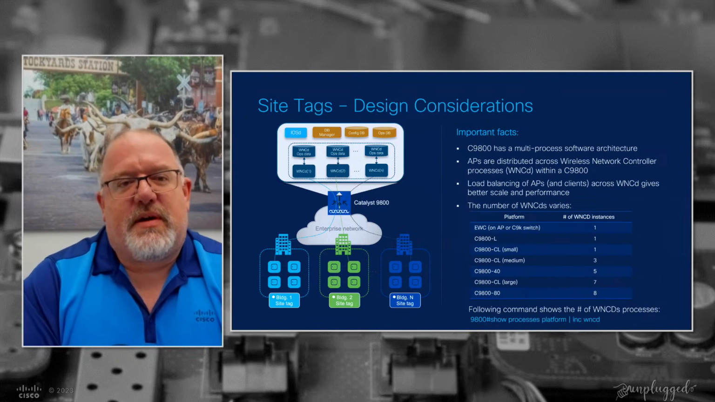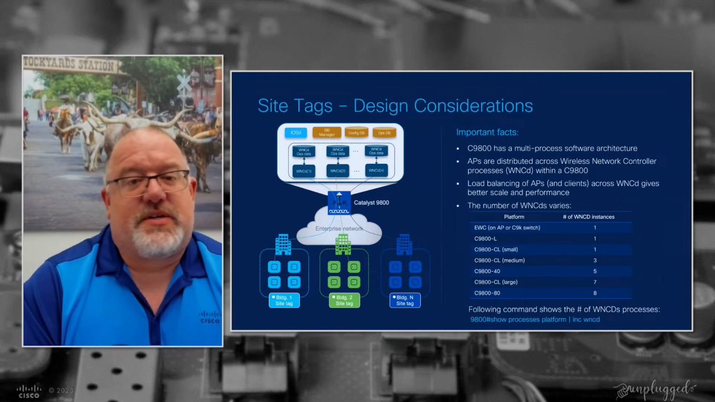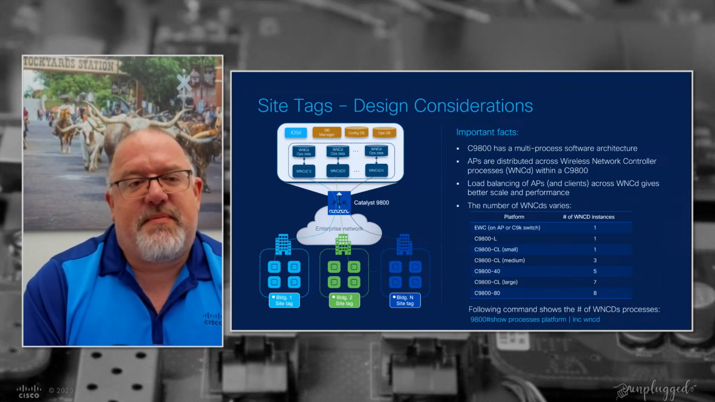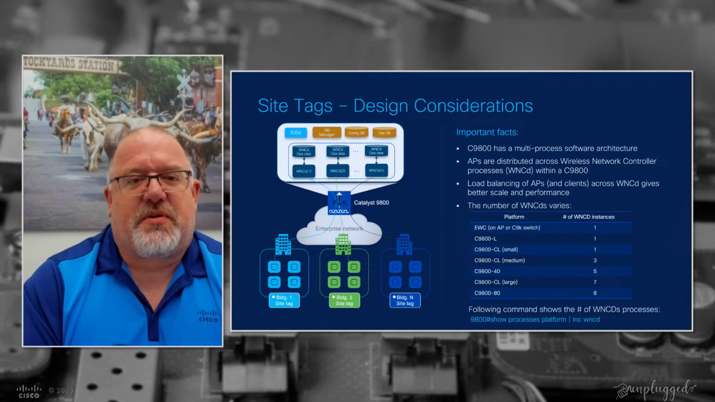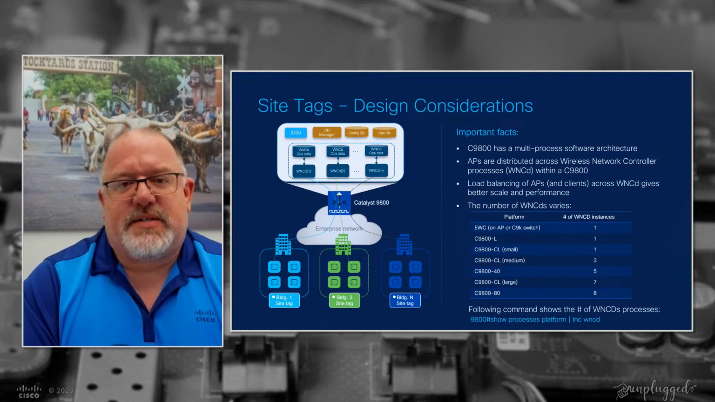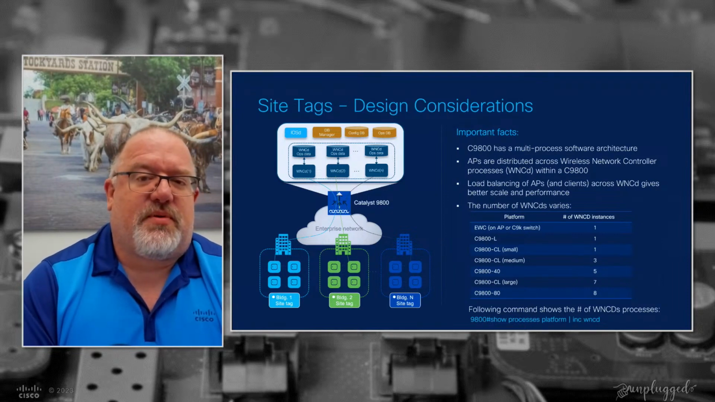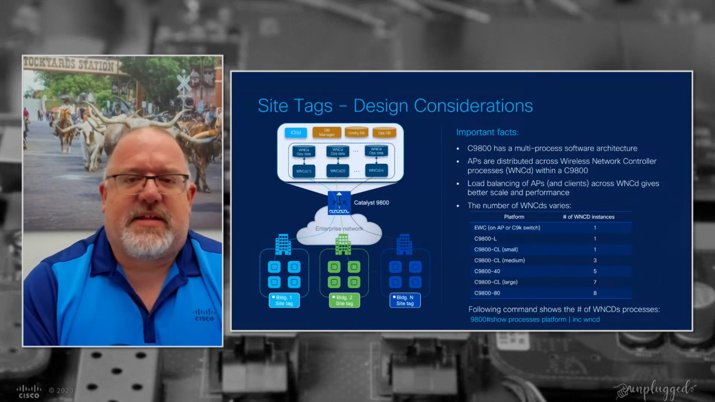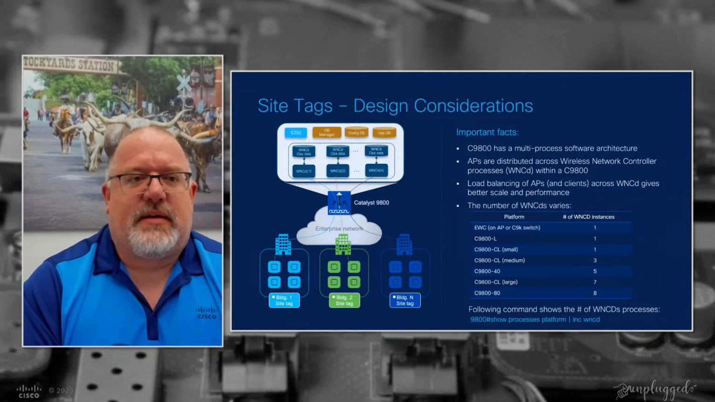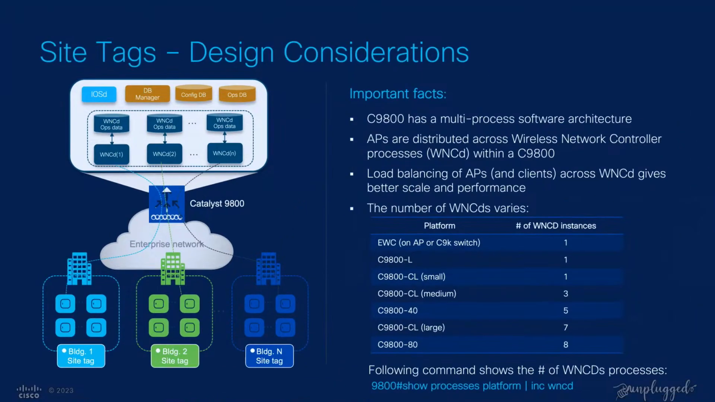So as you start planning out your deployments, you start planning out your sites, keep in mind, it depends on what type of controller you have. Now, what we recommend is you keep the math simple, and you try and match the number of site tags that you use, mathematically lining up with the number of WNCD processes. So in the case if you have a 9808, try and use at least 24. So that way everything is spread across those evenly.